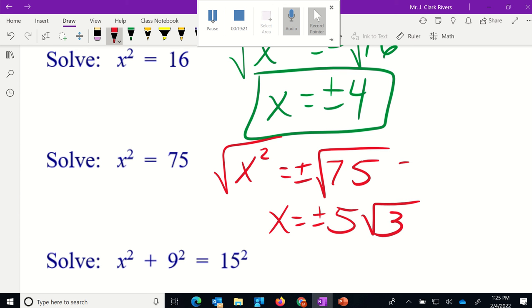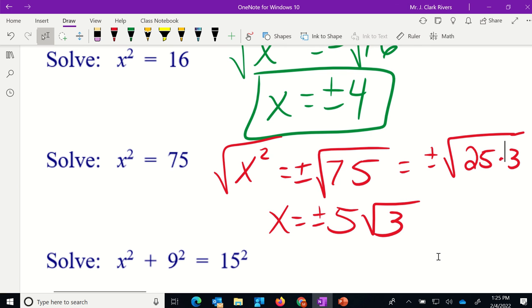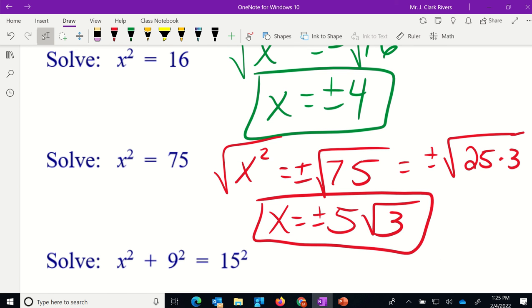What did I not show? I didn't show this step. This is plus or minus the square root of 25 times 3. You can show this. You don't have to. I'm thinking about this, even though I didn't show it. So the square root of 25 is 5. We're left with the square root of 3 under the radical. So there you go. There's your solution there. Questions on that one? Okay.